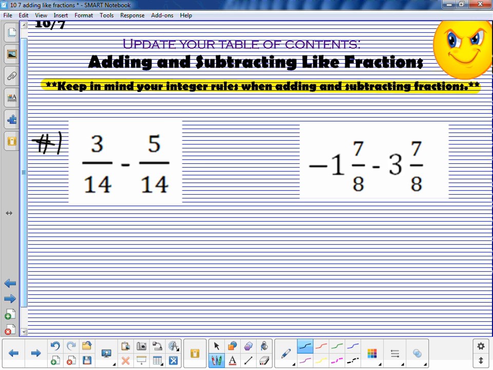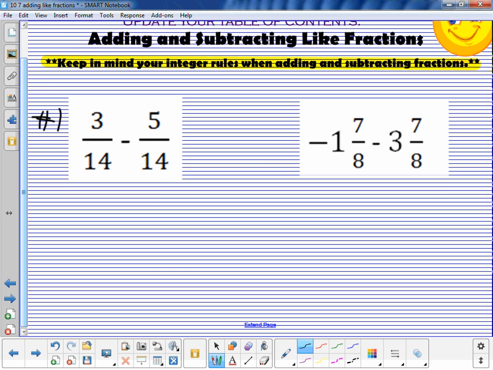Well, when we did integers, we talked about how subtraction means adding the opposite. So I'm going to rewrite this problem as an addition problem by adding the opposite. Change the subtraction to addition, and make the second number the opposite sign. Now, it doesn't matter where your negative sign goes in a fraction. You could write it as -5/14, you could write it as 5/-14, or you could just stick the negative in front of the fraction, and it all means the same thing.